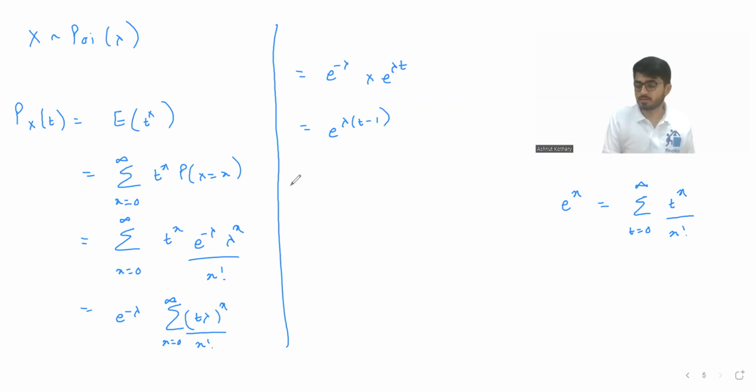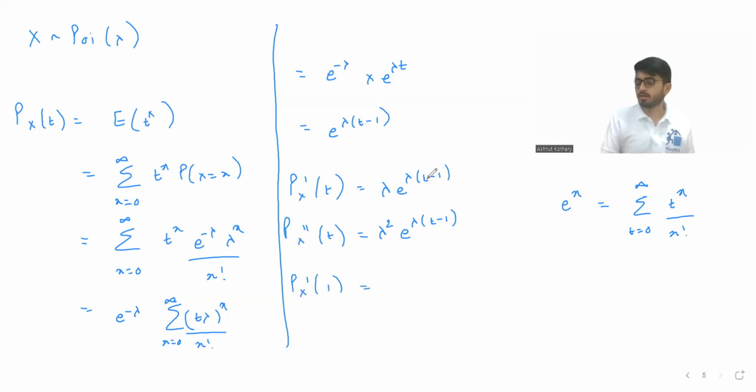Now, if I differentiate this with respect to t, this will come out to be lambda e to the power lambda t minus 1, and the second derivative will come out to be lambda square e to the power lambda t minus 1. So my P dash at 1, if I put the value of t as 1 over here, it comes out to be e to the power lambda into 0, which is nothing but e to the power 0, which is 1. So this comes out as lambda. This comes out as lambda square.